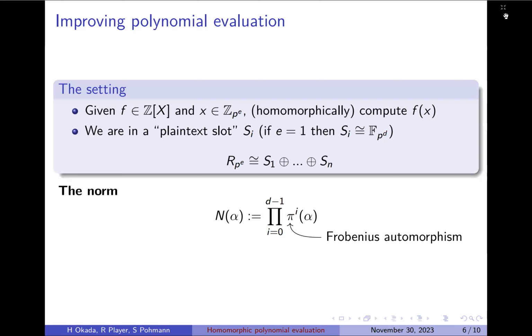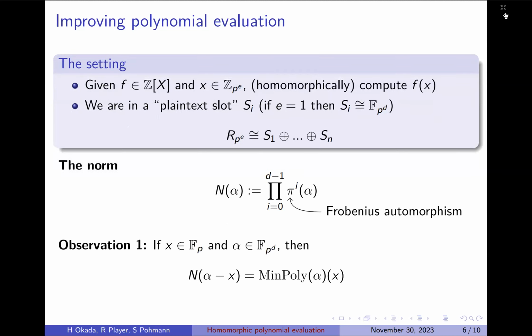And at the core of our main idea is the norm in the field extension F_p^d over F_p. The norm is generally defined as the product of all automorphisms of the field extension applied to alpha. And since the Galois group of finite fields is generated by the Frobenius automorphism, we can rewrite this product here. And I make two important observations about the norm.